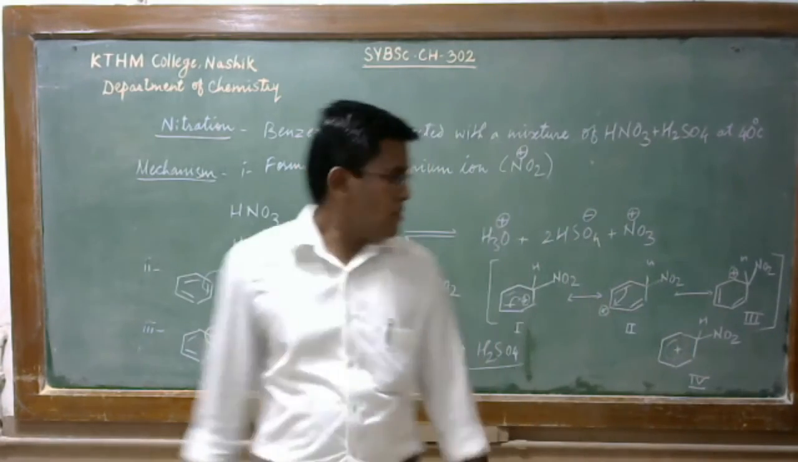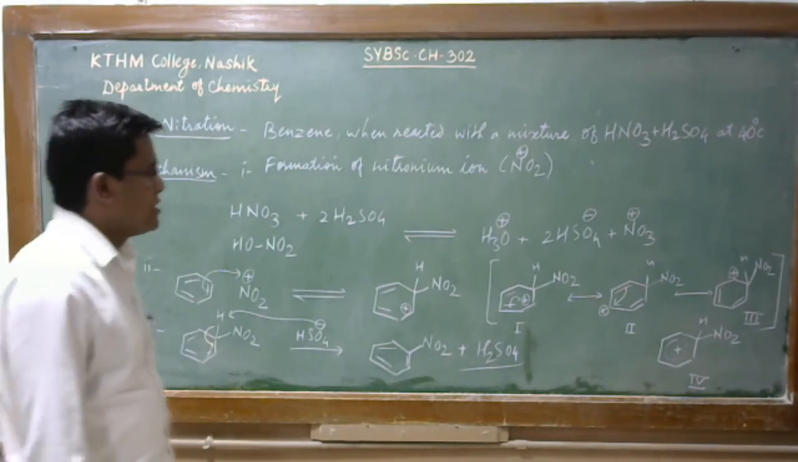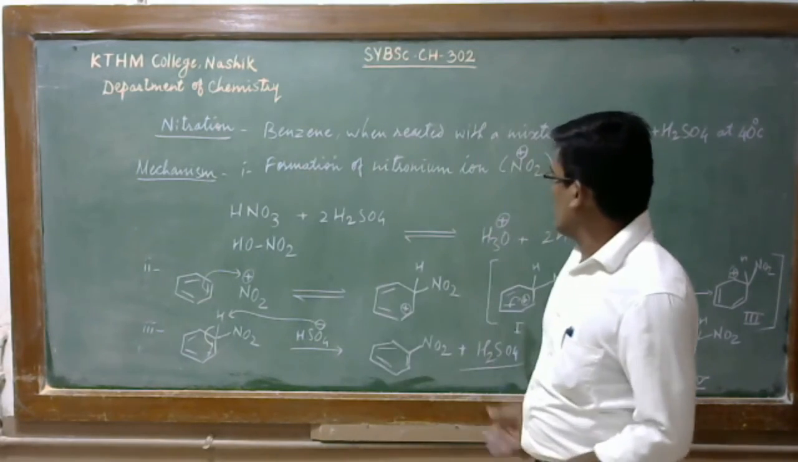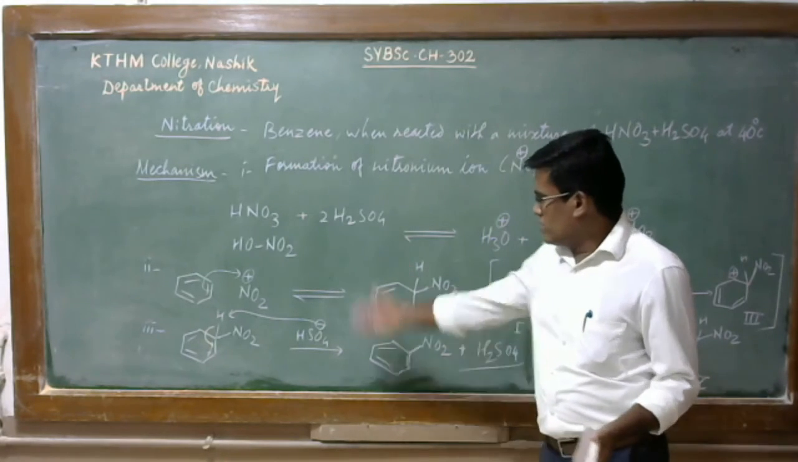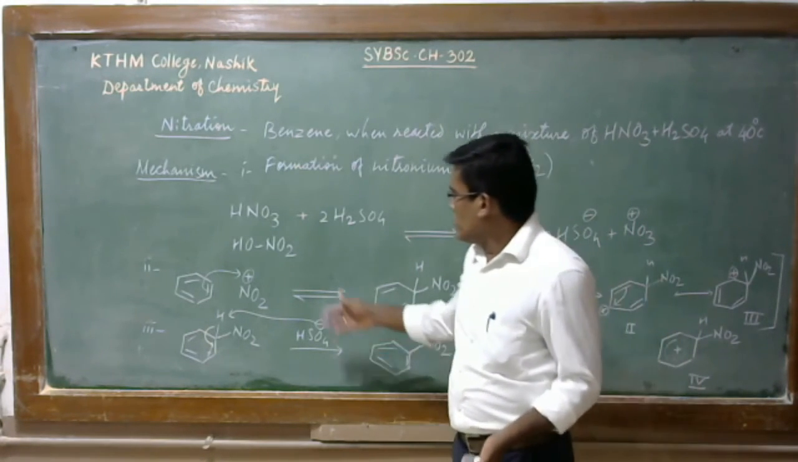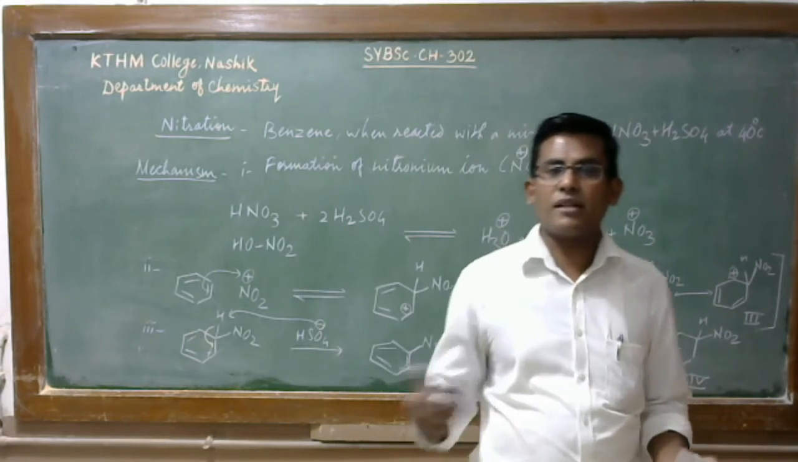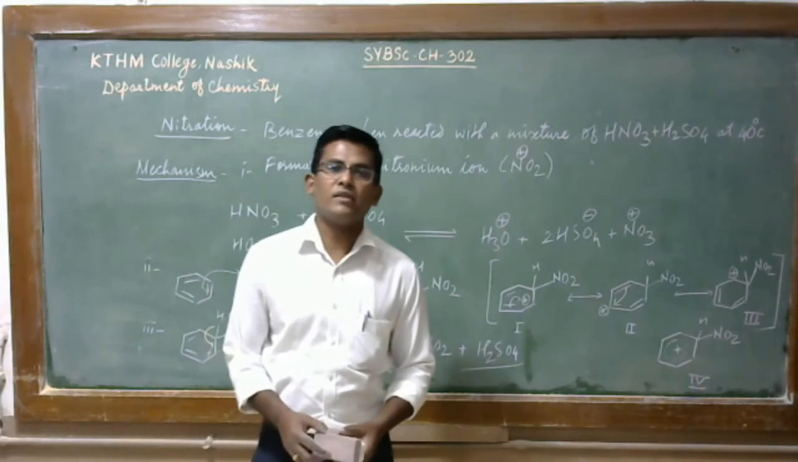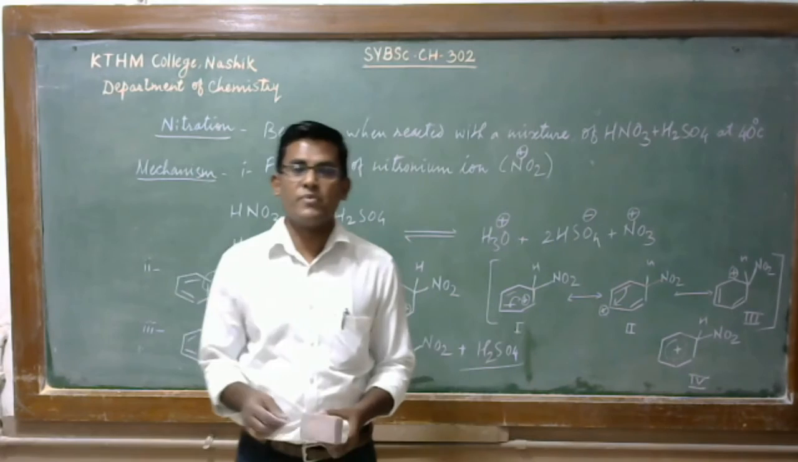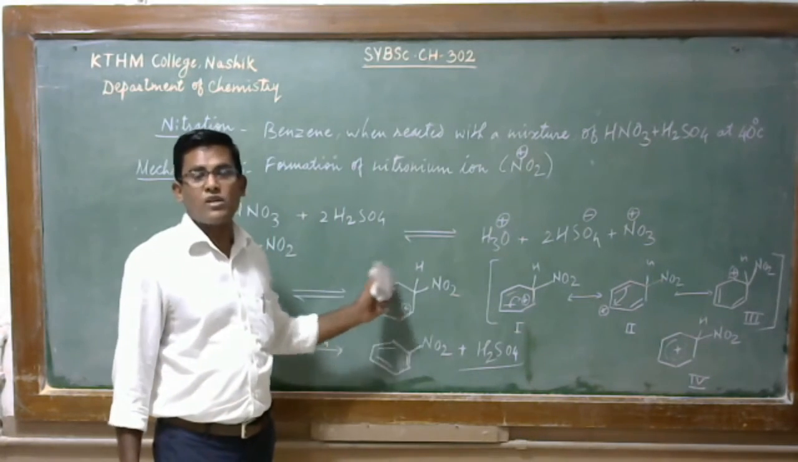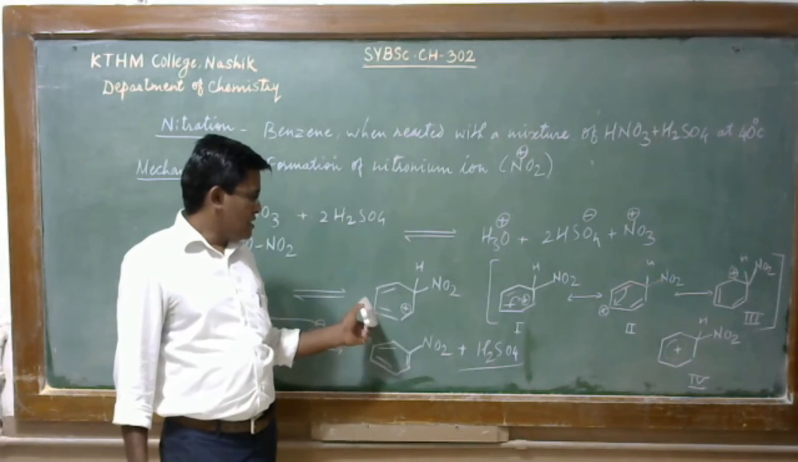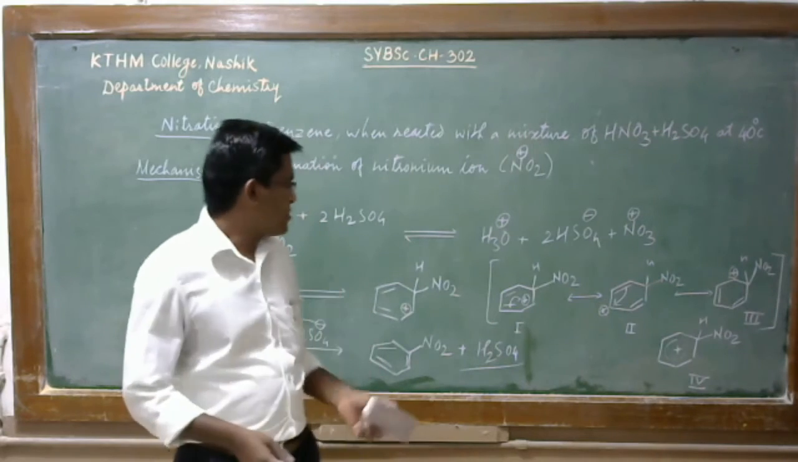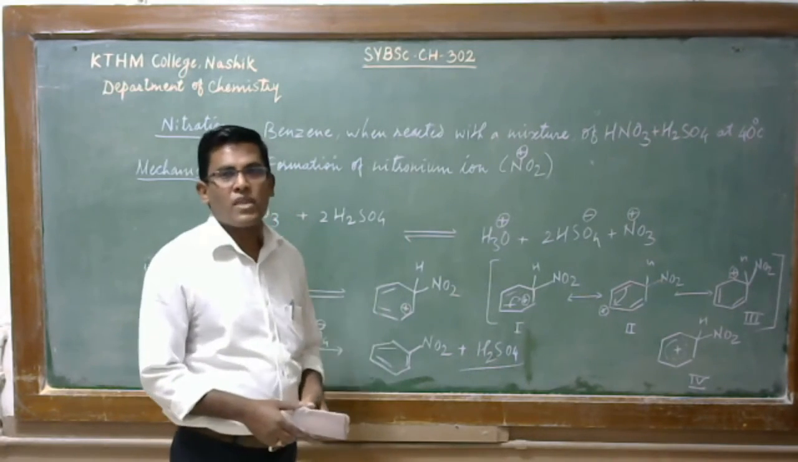So when this nitro group attacks the benzene ring, the aromaticity of benzene is destroyed. Here we can see the attachment of the nitro group to the benzene ring destroys the aromaticity. That means the molecule becomes less stable.